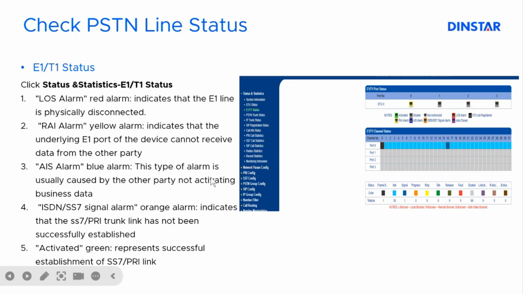It indicates that the SS7 and PRI trunk setup failed, so it hadn't been successfully established. So it's the orange alarm. In daily life, we most probably meet the LOS alarm, the red, the yellow, and the orange. And here is the last one, the Activated alarm. It just shows green. It means the SS7 and the PRI link is successfully established.